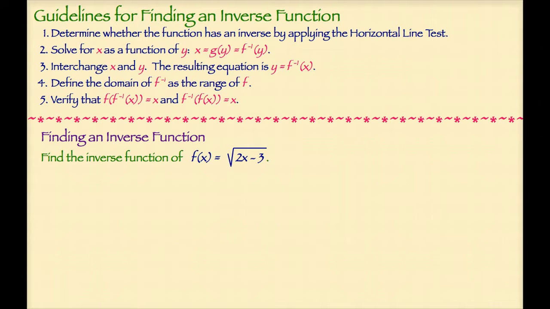Guidelines for finding an inverse function. First, determine whether the function has an inverse by applying the horizontal line test. Second, solve for x as a function of y. x equals g of y, which will be f inverse of y. Then interchange x and y. The resulting equation is y equals f inverse of x.